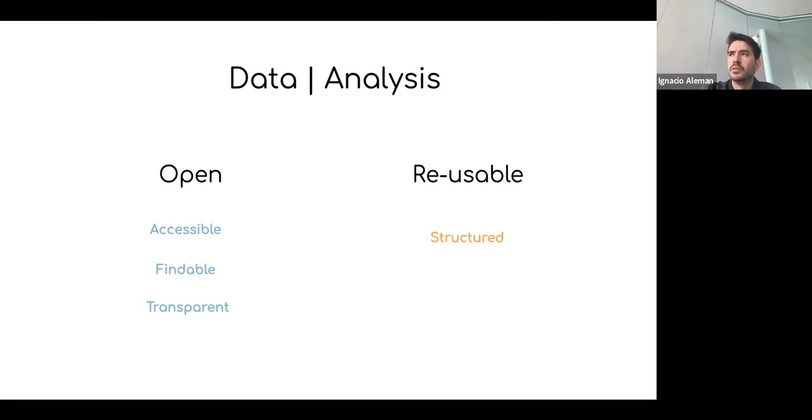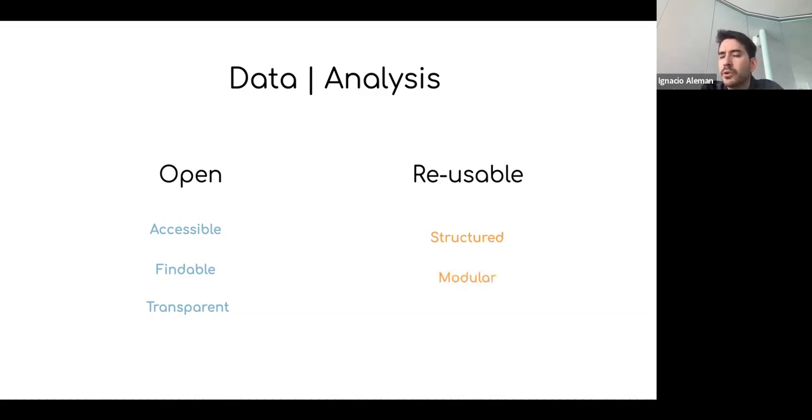And the structure is important. Why? Imagine we want to reuse a certain experiment or even an analysis. If it's completely unstructured, it'll take a significant amount of time to actually be able to use it. So effectively, it's not really transparent.